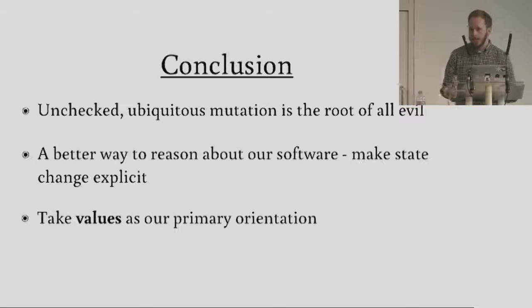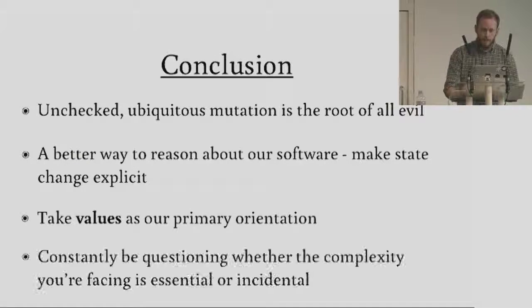Let's take values as our primary orientation. So having immutable data structures means never having to worry about mentally keeping track of what's going on. All of your value changes and state changes are explicit and apparent. And rather than having state smeared thinly across the entire program, you could isolate it from the main bulk of the code and have only a few functions that update state and do so explicitly. And ultimately, my final exhortation is, if you take nothing away from this, constantly be questioning whether the complexity you're facing is essential or incidental.